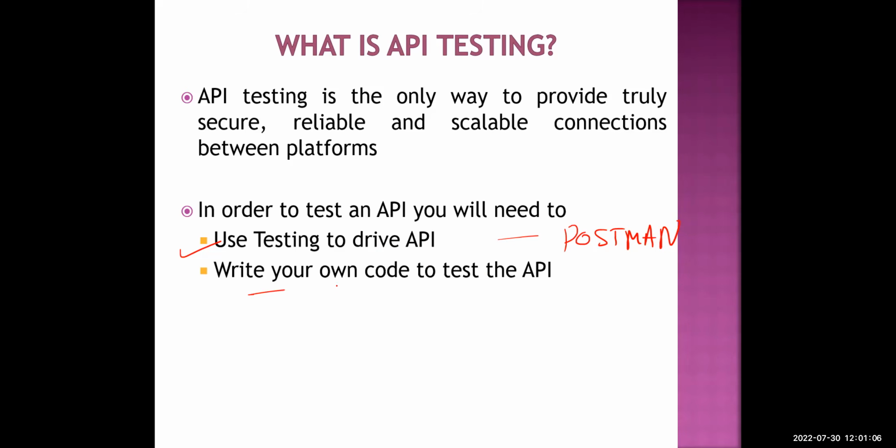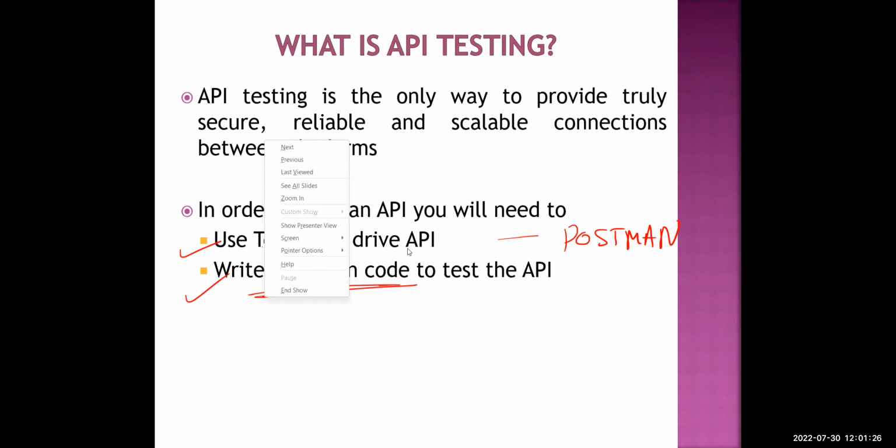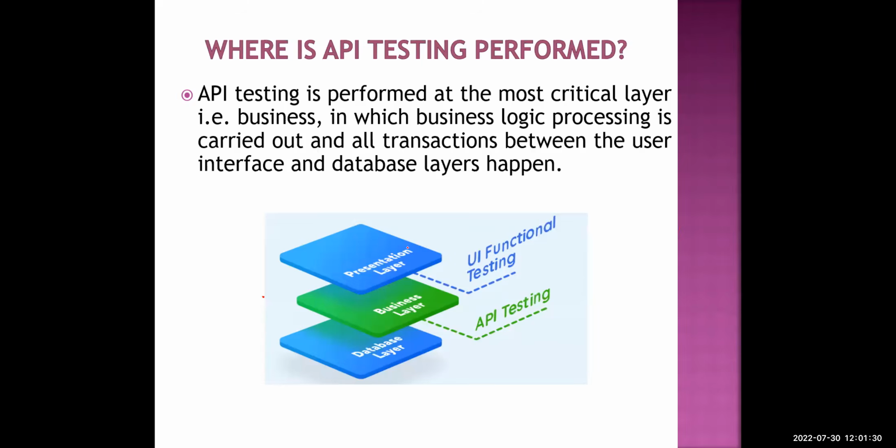And yes, you can write your own script to test an API, and that part I will show you tomorrow, correct? How you are going to prepare a script through Selenium and how exactly we pass that request to that particular API and how we can test the response. So both manually and with automation, we can test the API. This is the main point that you need to remember. Now guys, where is API testing performed?